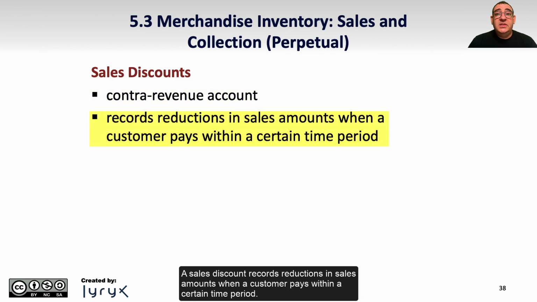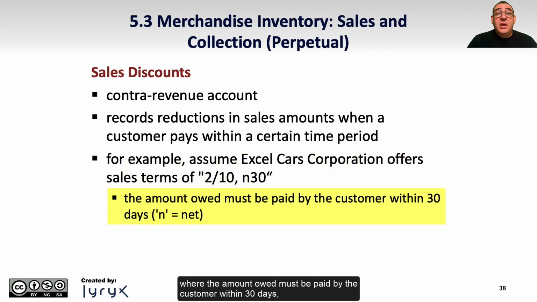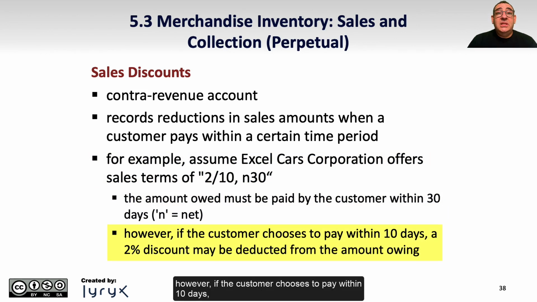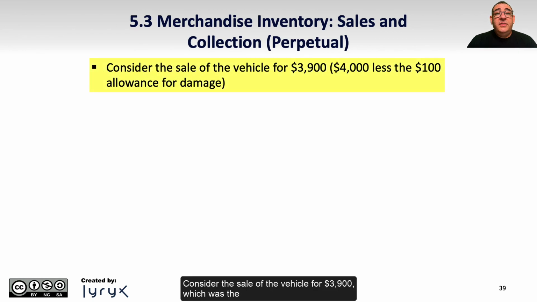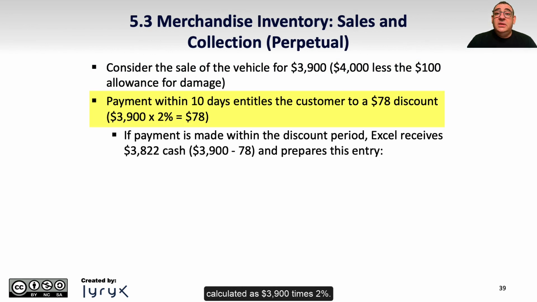A sales discount records reductions in sales amounts when a customer pays within a certain time period. So for example, let's assume Excel Cars Corporation offers sales terms of 2/10, n/30, where the amount owed must be paid by the customer within 30 days. Remember, N equals net, or net 30. However, if the customer chooses to pay within 10 days, a 2% discount may be deducted from the amount owing. Consider the sale of the vehicle for $3,900, which was the original $4,000 less the $100 allowance for damage. Payment within 10 days entitles the customer to a $78 discount, calculated as $3,900 times 2%.